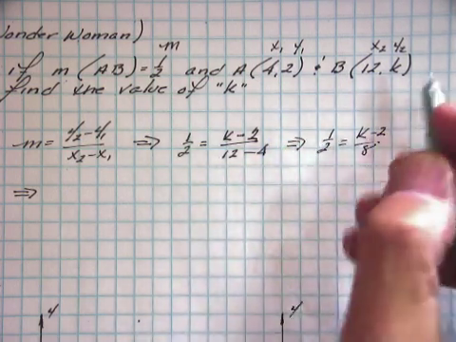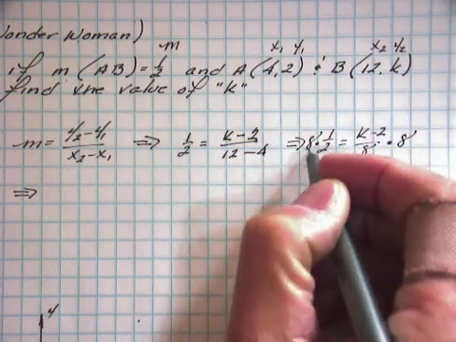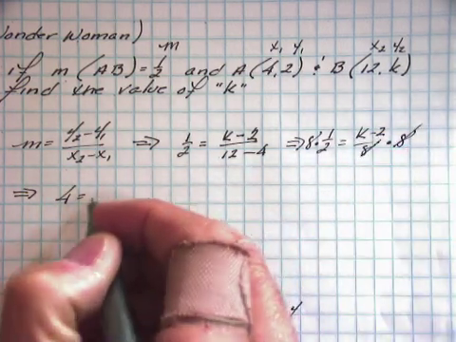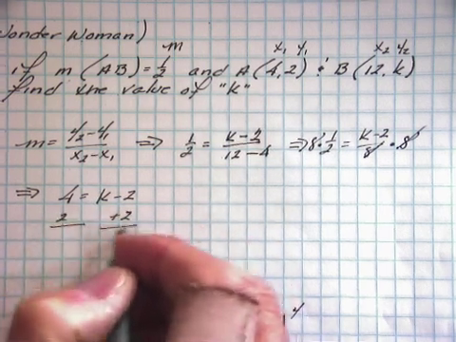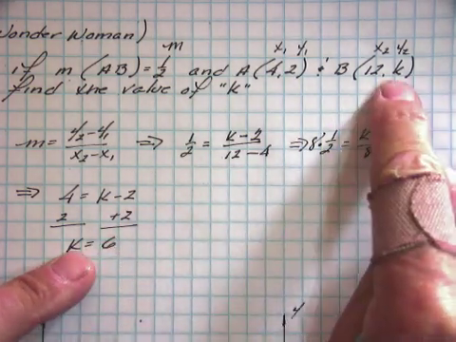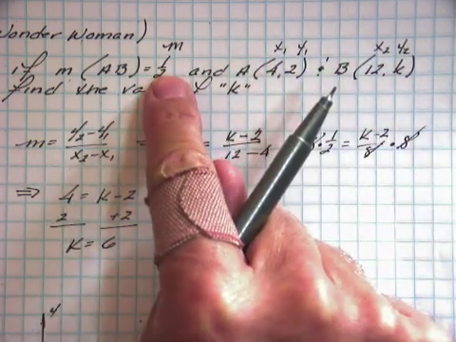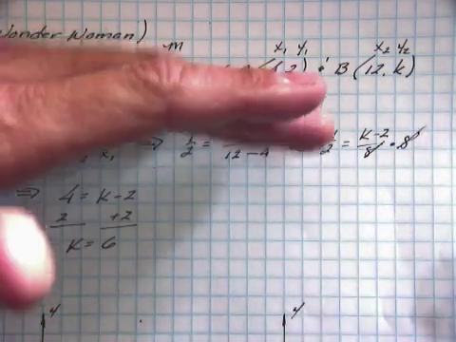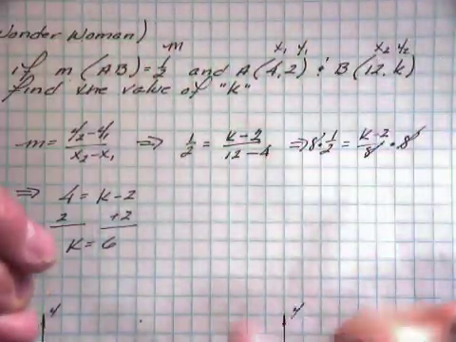Now we've got a couple different ways we can solve this. We could cross multiply, or we could multiply both sides by 8. Let's go ahead and multiply both sides by 8. So times 8 here, times 8 here. 8 times 1/2 is 4 equals, this 8 cancels with that 8, and we have k minus 2. Add 2 to both sides, and you get k equals 6. So if k right there had a value of 6, these 2 points would create that slope.